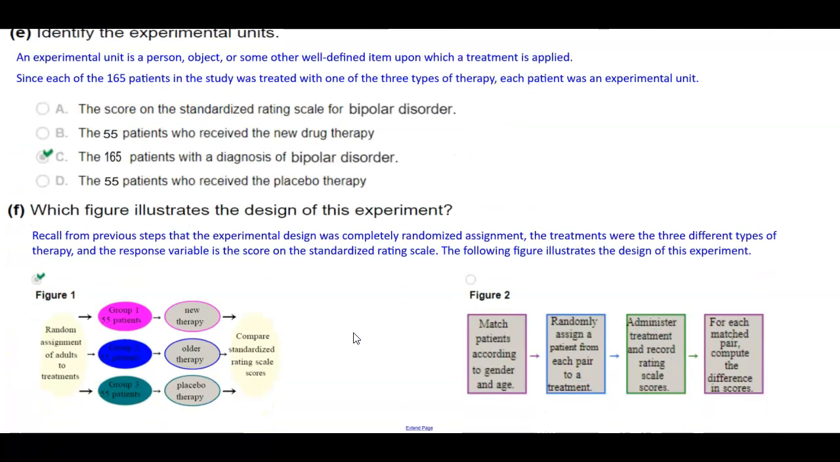Which figure illustrates the design of this experiment? Recall from the previous steps that the experimental design was completely randomized assignment. The treatments were the three different types of therapy, and the response variable is the score on the standardized rating scale. The following figure illustrates the design of the experiment, and that's figure 1.